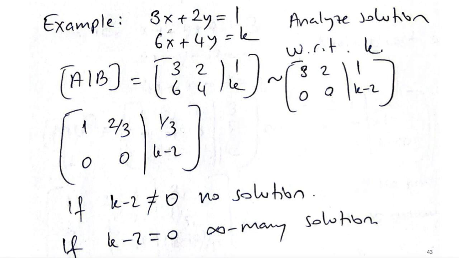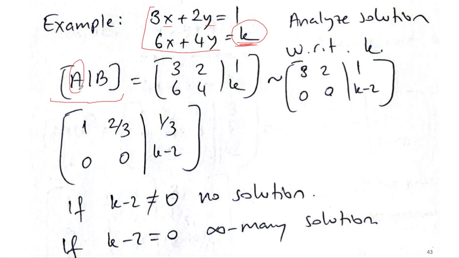In this example, we have a system of equations with two unknown variables, x and y. And on the right hand side, we have 1 and k. So this k is unknown. In this type of example, we are supposed to analyze the solution with respect to the unknown variable k here. But as usual, we write down our so-called augmented matrix.